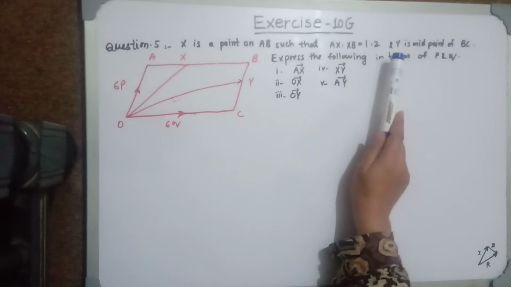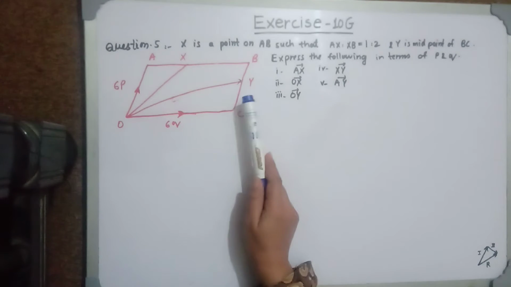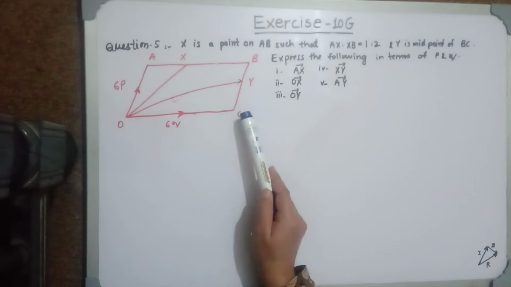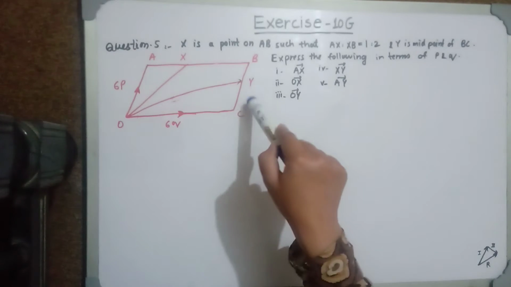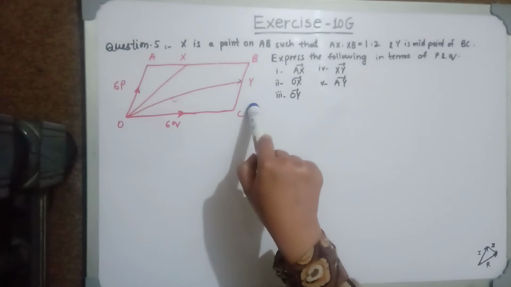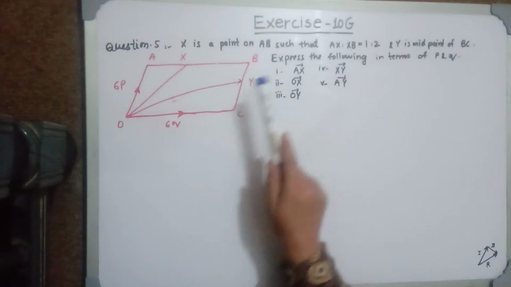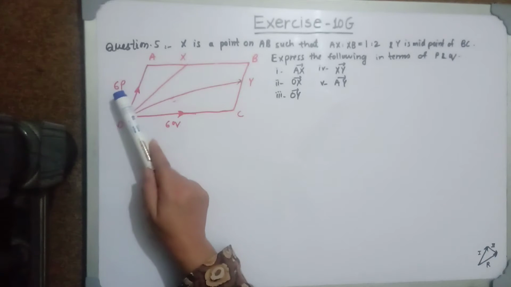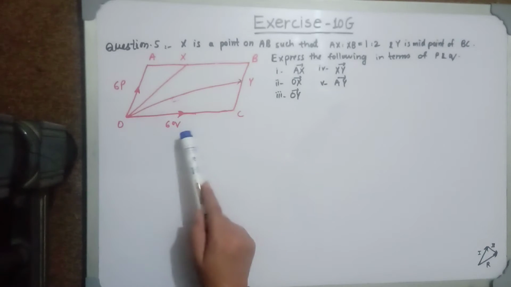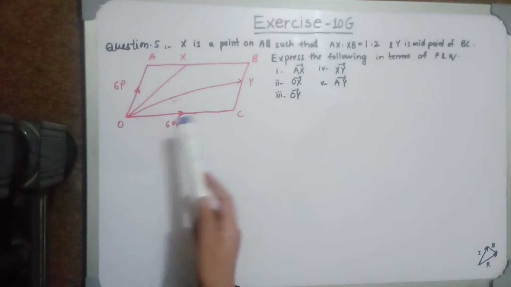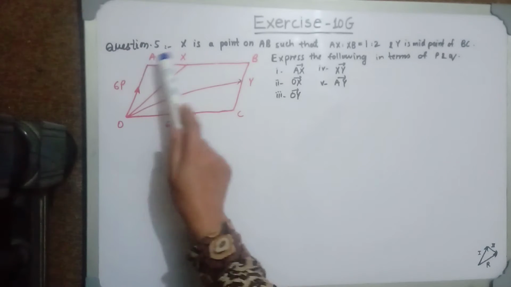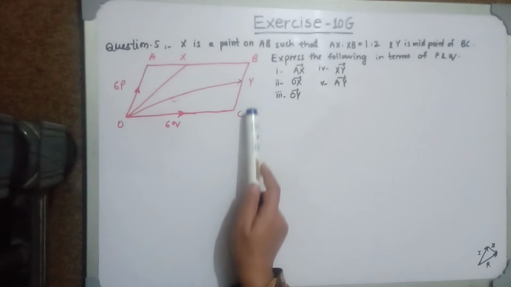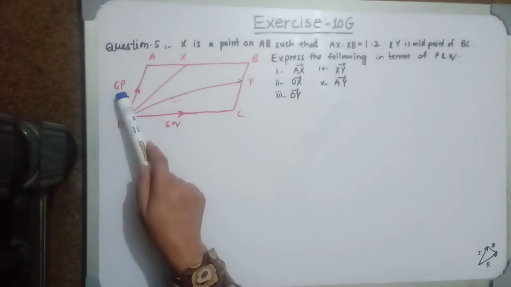Okay. And Y is the midpoint of BC, which means that it divides BC into two equal parts. Now, just look at the values given here. OA is equal to 6p and OC is given as 6q, which means that if OC is 6q, then AB is also 6q, and if OA is 6p, then its opposite side BC is also equal to 6p.